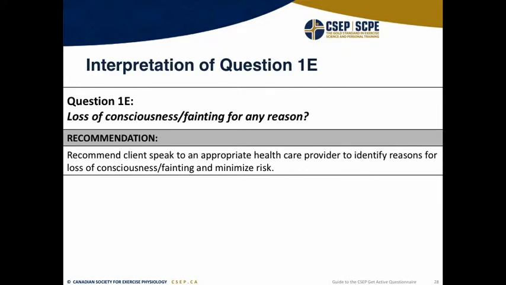Question 1E is loss of consciousness or fainting for any reason, and it's an easy recommendation. Clients who answer yes to this question should be speaking to an appropriate healthcare provider to identify reasons for the loss of consciousness and fainting and minimize risk.